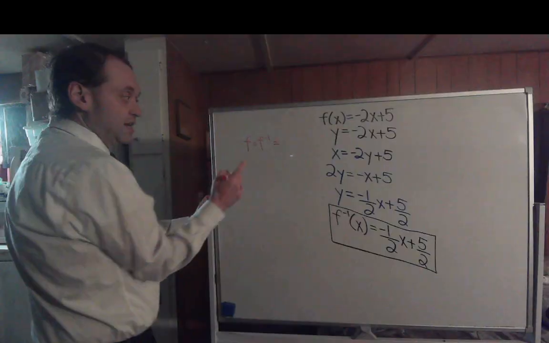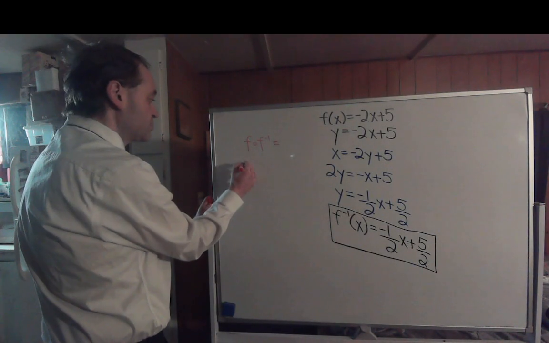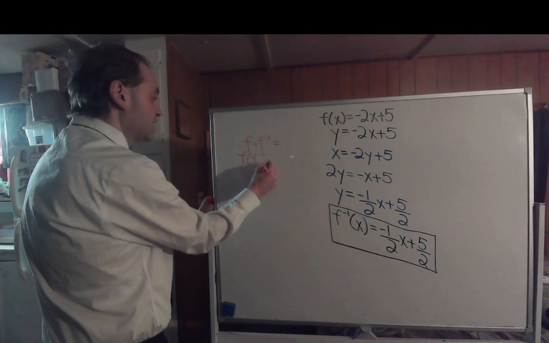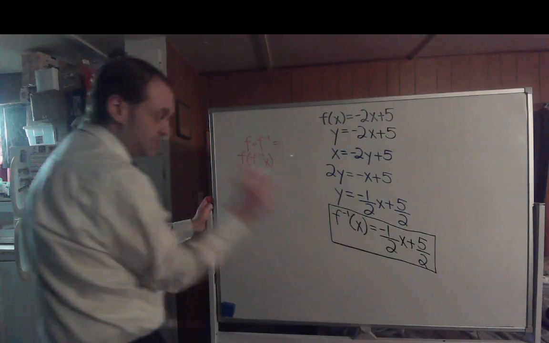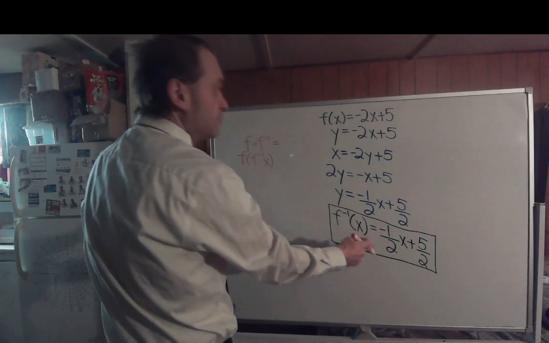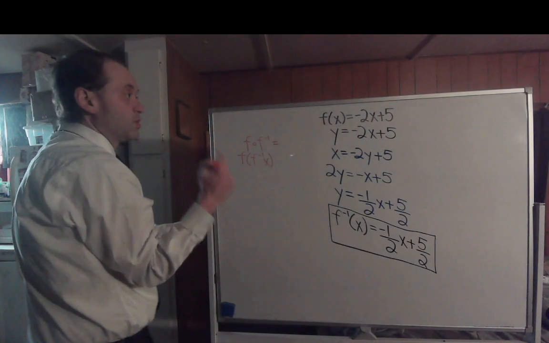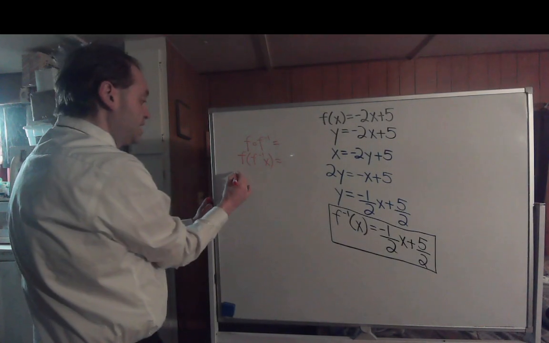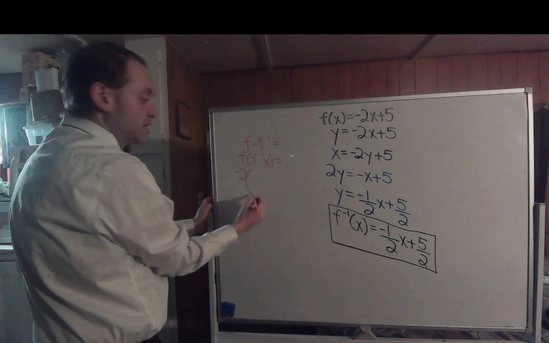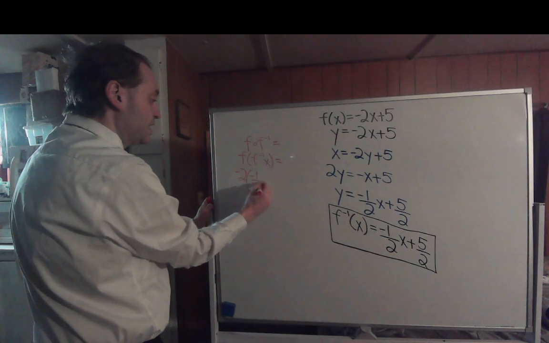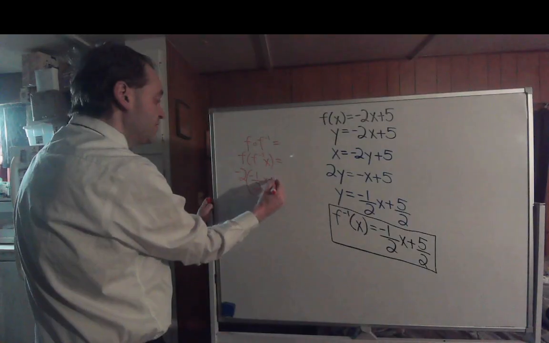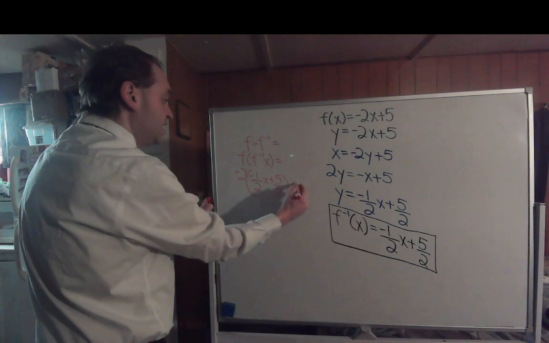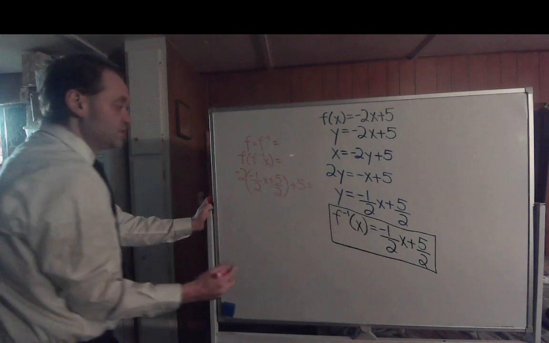So f composition of f inverse would then be, of course, f of f inverse of x, which now you put this entire value in for the original function, for the x in f of x. So that's going to equal negative 2 times negative 1/2 x plus 5/2, plus 5.